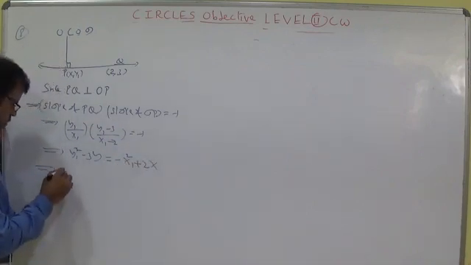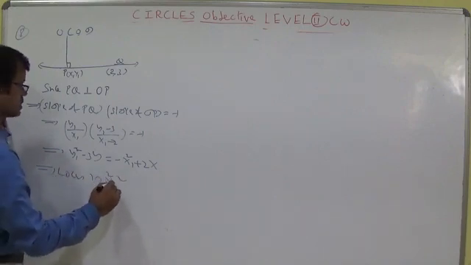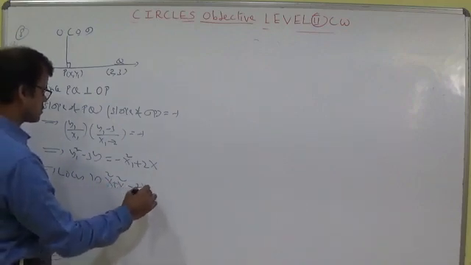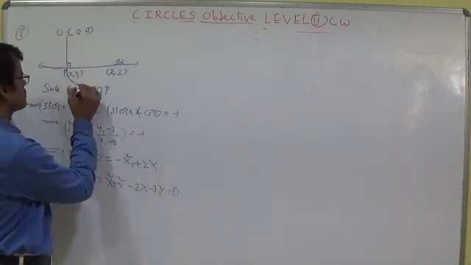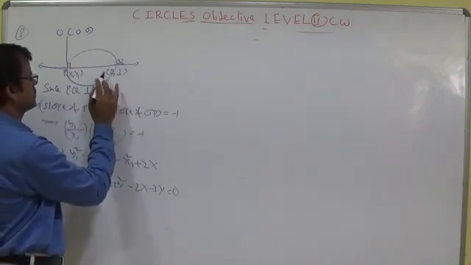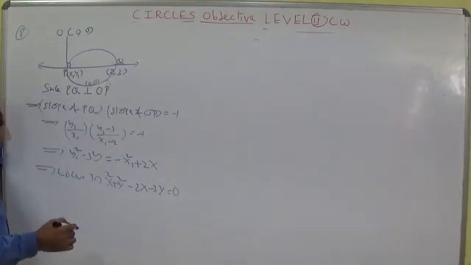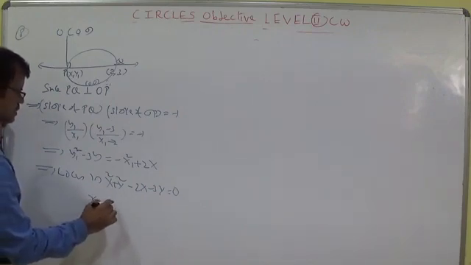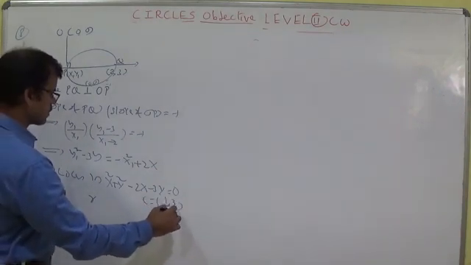That implies the locus, of course, is a circle passing through (0, 0): x square plus y square minus 2x minus 3y equal to 0. You can draw like this, passing through the point (0, 0) here. This is the circle. Using the center, you can say the center is equal to (1, 3 by 2).